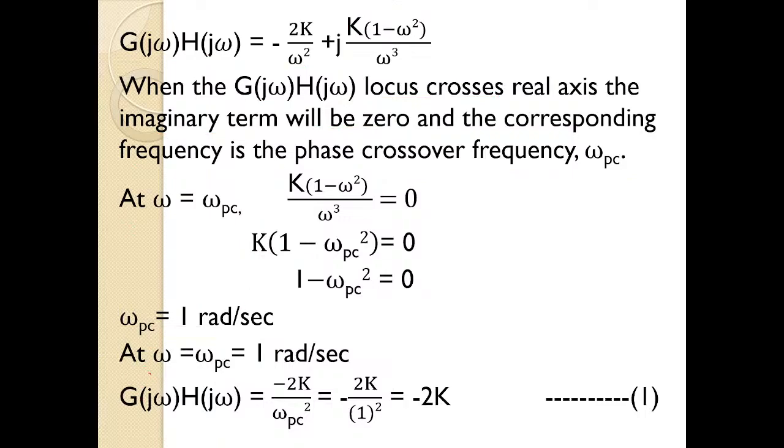So when omega equals omega pc, G(jω)H(jω) is a purely real value. Since it is a purely real value, therefore G(jω)H(jω) is equal to minus 2K by omega pc square. So substitute the omega pc value, and you will get some value for G(jω)H(jω).